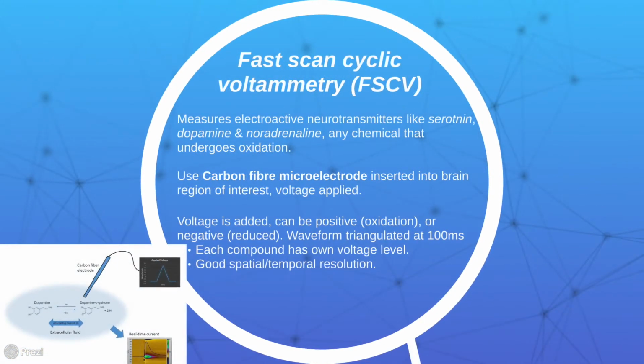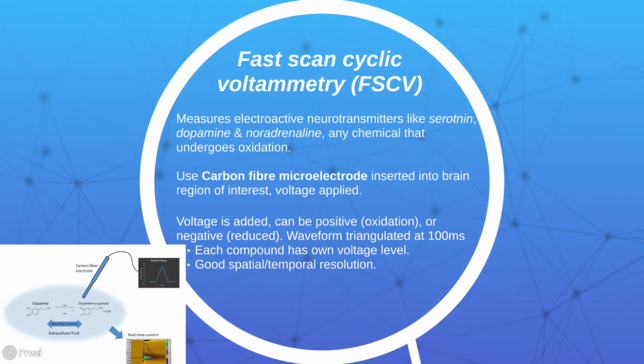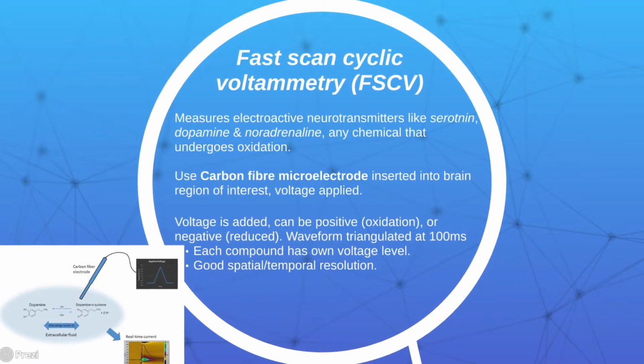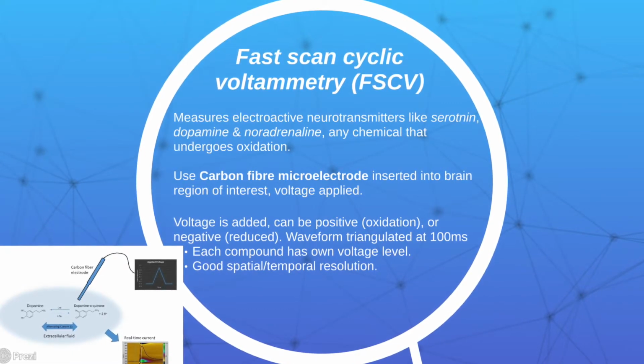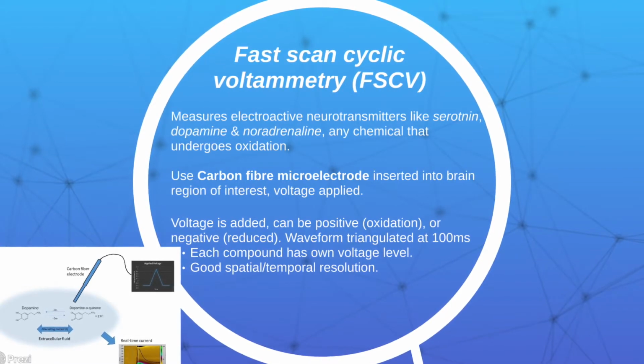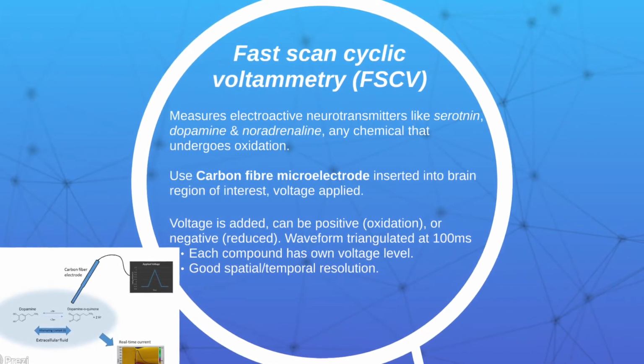There are new techniques that have been used to learn more about neuropharmacology. These include fast scan cyclic voltammetry, or FSCV. These measure electroactive neurotransmitters like serotonin, dopamine, and noradrenaline, or any other chemical that undergoes oxidation.